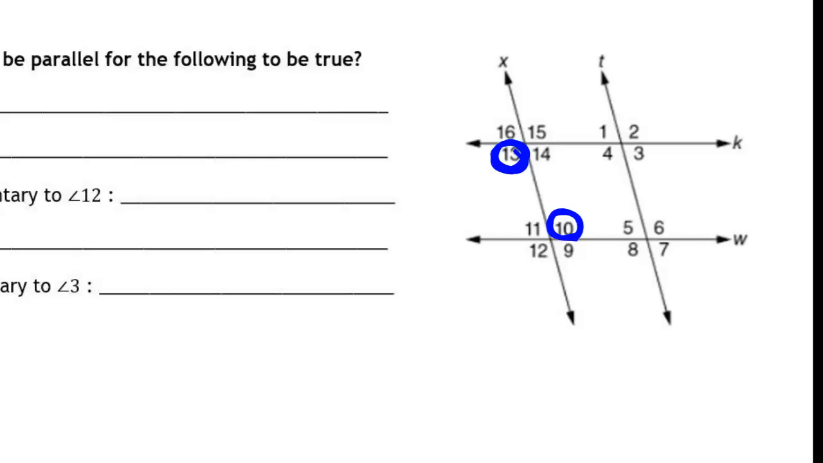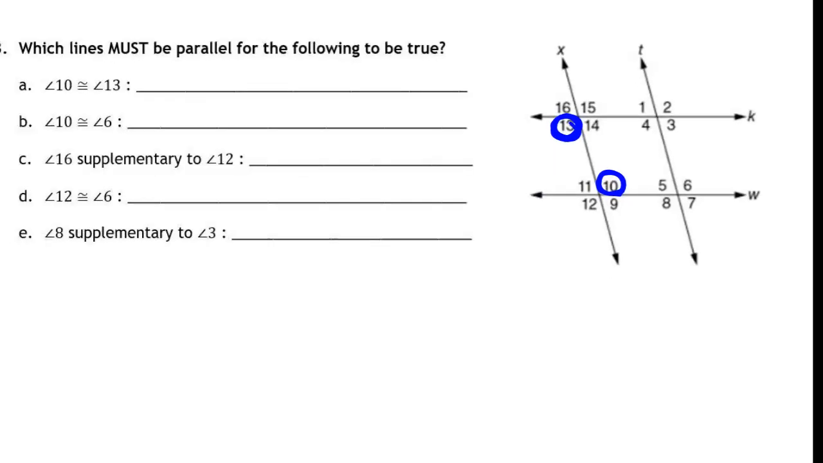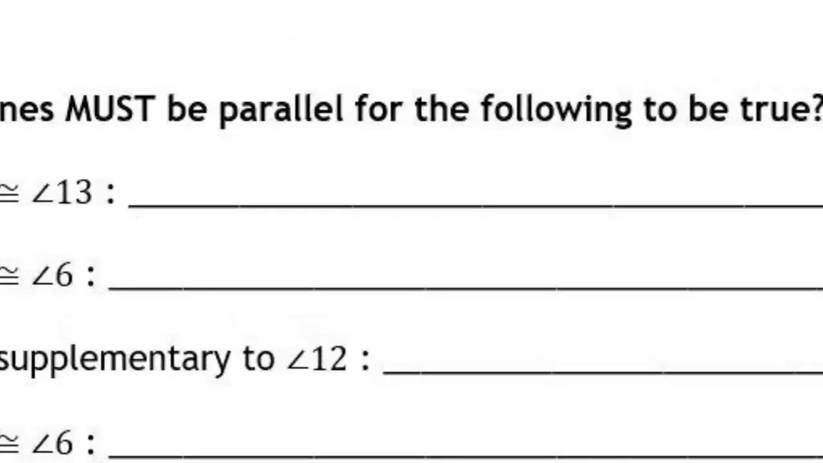What line do they both touch? X. What line do neither one touch? Don't touch T at all. So what lines would have to be parallel? K and W. So I would say K is parallel to W.